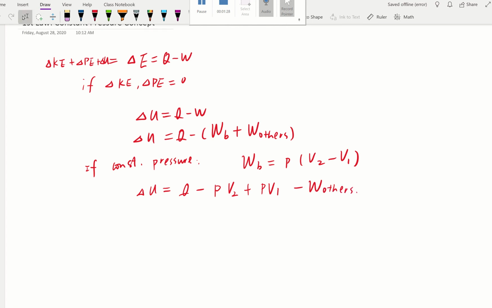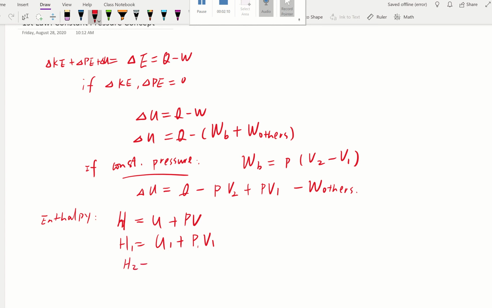Now we're going to introduce a concept called enthalpy, H. Enthalpy H is equal to U plus PV. Knowing that, for two different states, H1 is equal to U1 plus P1 V1. But this is a constant pressure, so I'm getting rid of the subscript on P because it's the same pressure. Then for state 2, H2 is equal to U2 plus P V2.